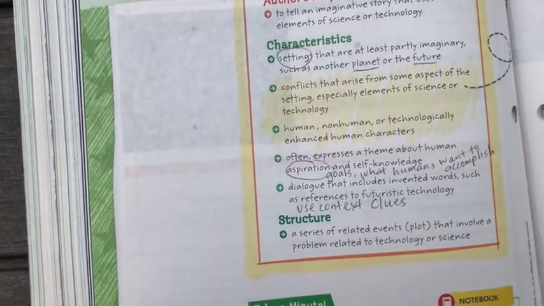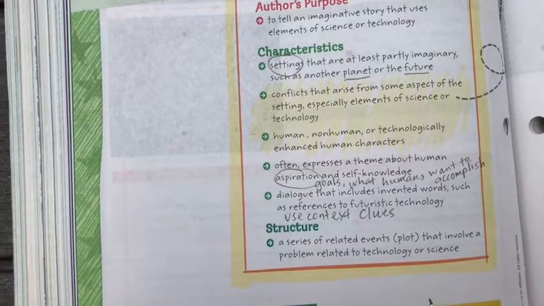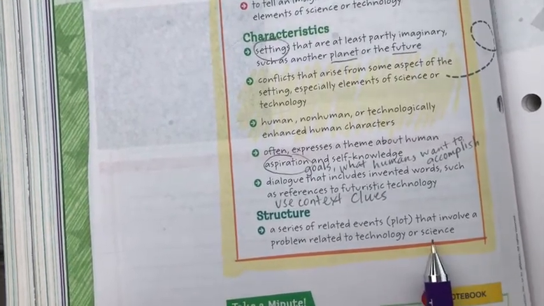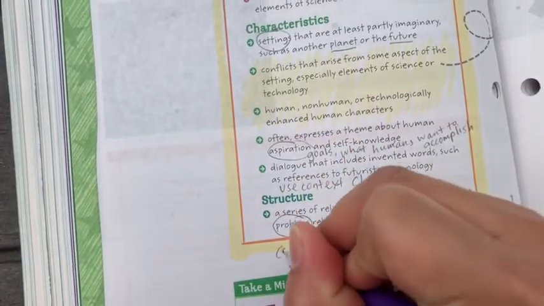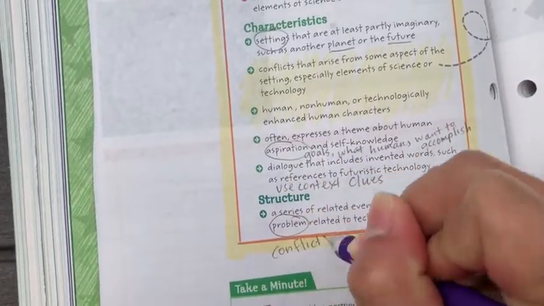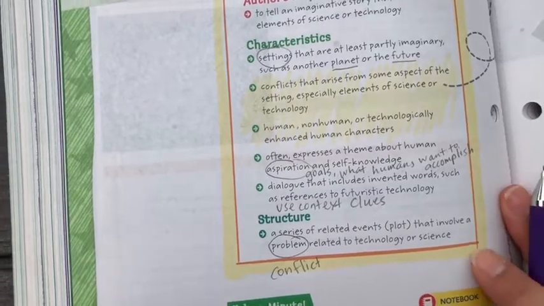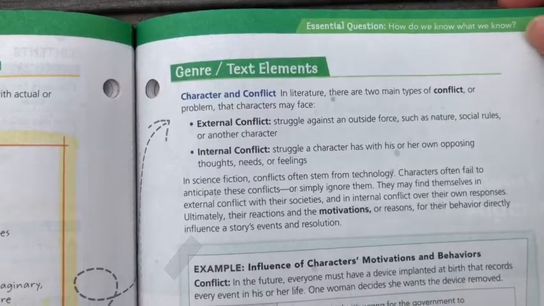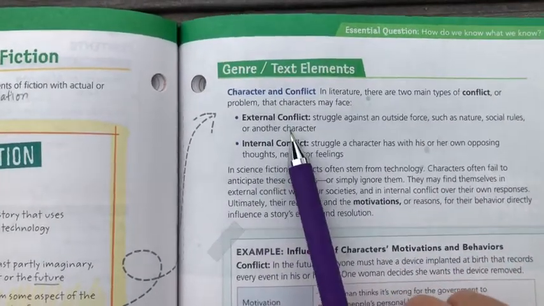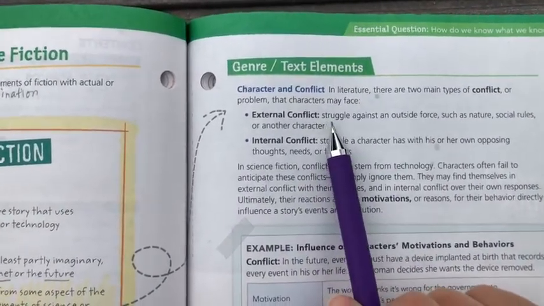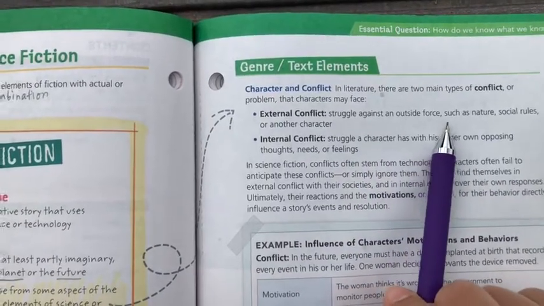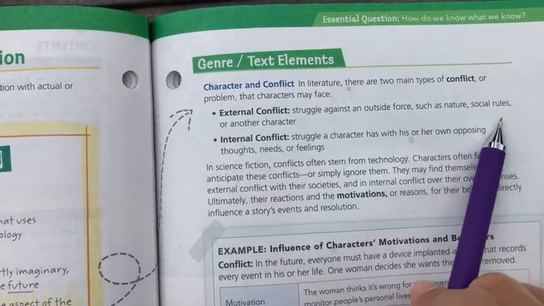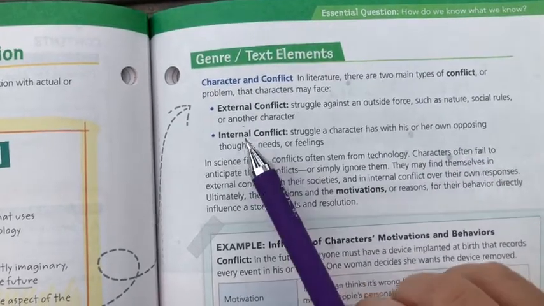And of course, our structure, we have a series of related events. We do have a plot. It is a story that involves a problem related to technology or science. In other words, a conflict, right? So in talking about conflicts, we have two major types of conflicts. We have external conflicts, which is when a character is struggling against an outside force, something outside of themselves, such as nature, social roles or expectations, or another character.